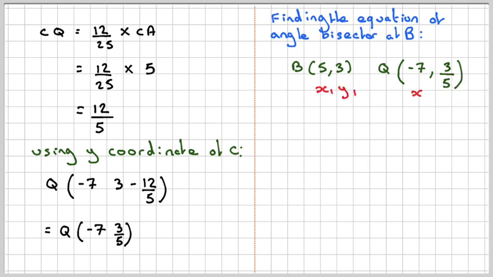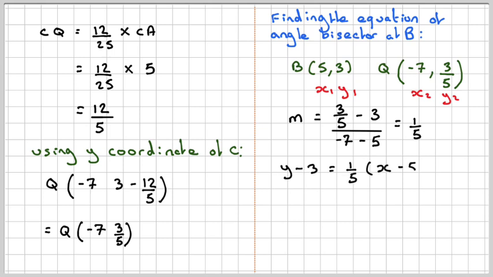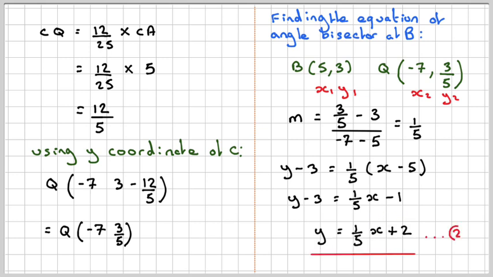We'll do exactly the same as before. We'll find the gradient, which is 3 over 5 minus 3 over minus 7 minus 5, which gives me 1/5, and then we use y minus y1 is equal to m times x minus x1. So y minus 3 is 1/5 times x minus 5. So y minus 3 is going to be equal to 1/5 x minus 1, and y will be 1/5 x plus 2. That will give me equation 2.